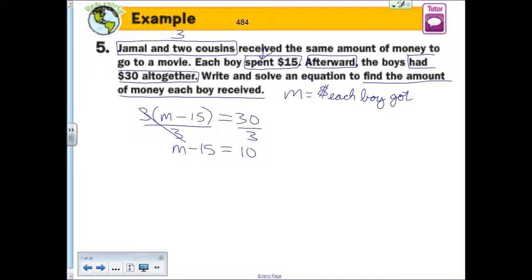What if he didn't spend that $15? Well, instead of subtracting it, we would add it back into what he had left over. And we'd find that he was given M amount of money, and that was 10 plus 15, or $25. So each boy received $25.